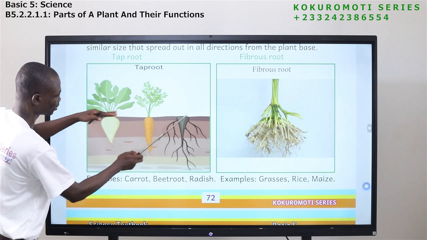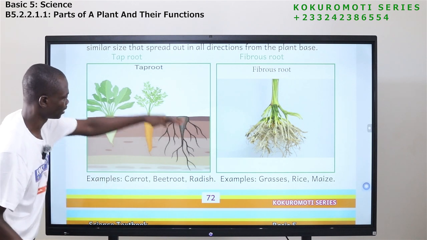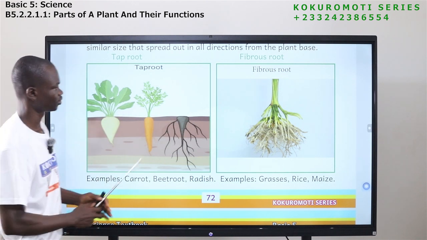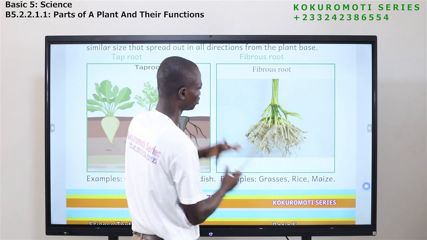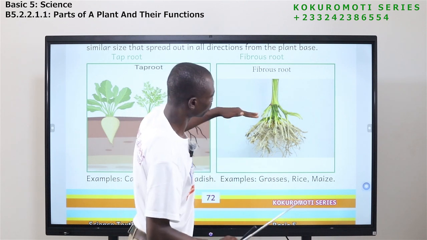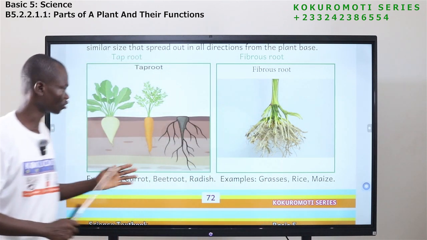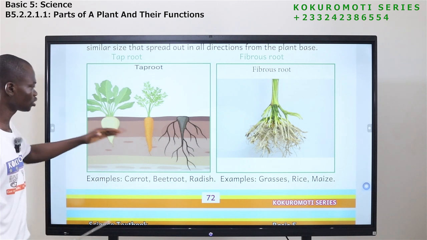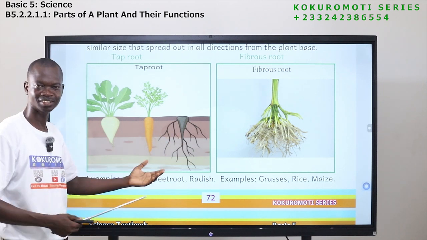All these sides, they are in the soil. And this side too are also in the soil. If you compare the two, you see this one doesn't have many roots.